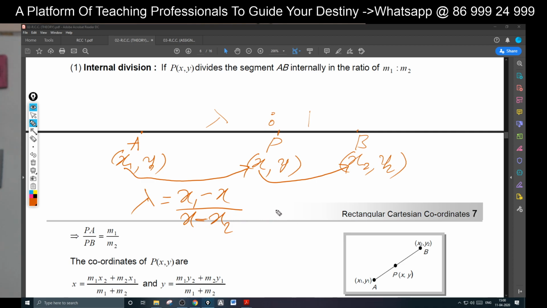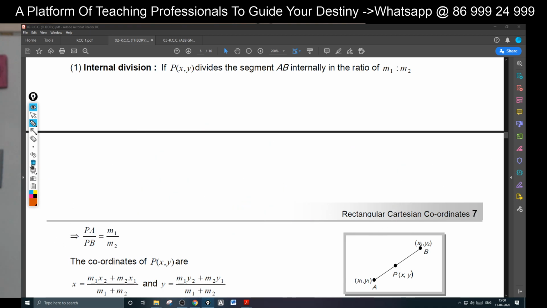Similarly, it can be applied even to the y coordinate also: y1 minus y divided by y minus y2. You can make use of that formula, or I am writing this also, y1 minus y divided by y minus y2. You can make use of this as the short form to find out the ratio. Okay.